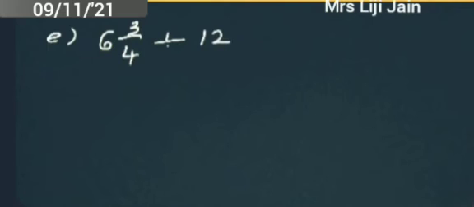E, the question is, write down 6 3/4 divided by 12. How can we do this? Yes, first we have to convert the mixed number into an improper fraction, isn't it?